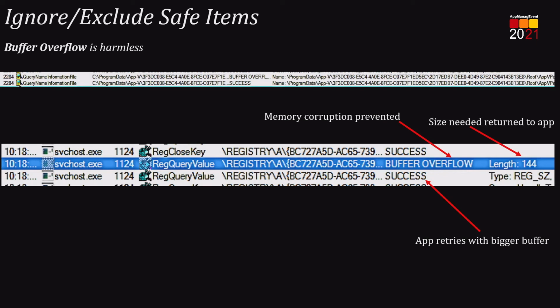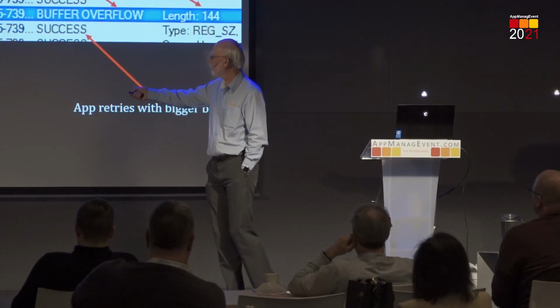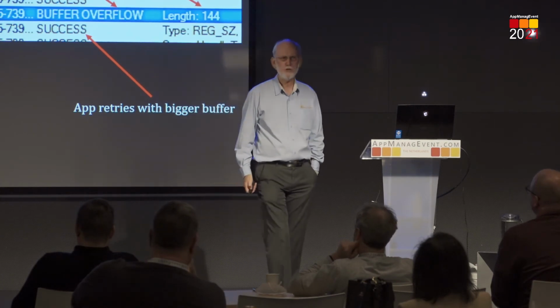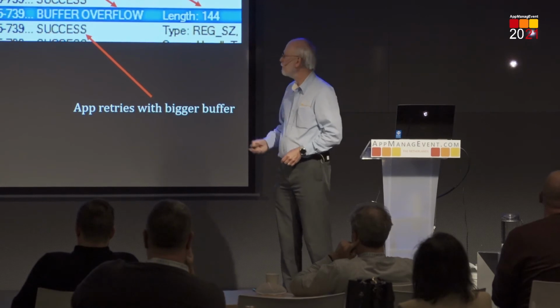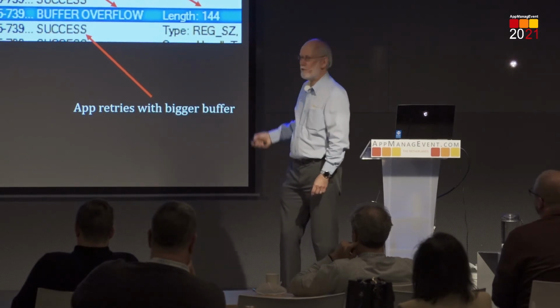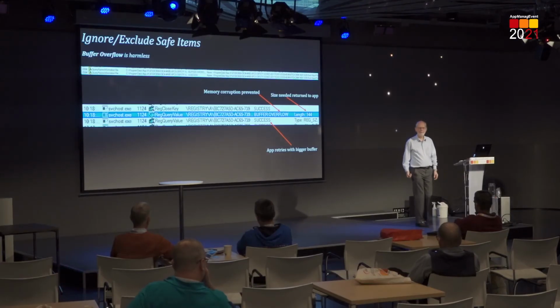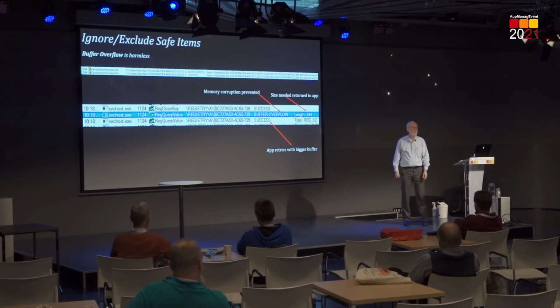Buffer overflow is your friend. Buffer overflow means memory was not corrupted. The application was required to provide a memory buffer to do this query here. This is asking to read a registry string. It doesn't know how big it is. It's required to provide a buffer big enough. Length 144 says, hey, you needed another 144 bytes. It's going to make the call again and succeed.